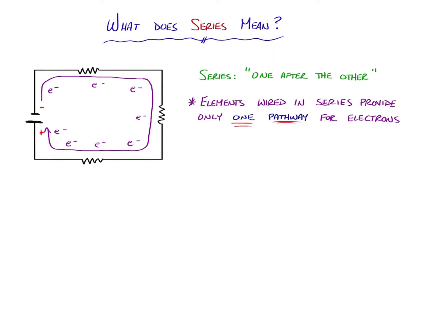So in a circuit, it means the exact same thing. Elements are wired one right after the other. So you have to pass through the first to get to the second, pass through the first and second to get to the third. There's only one pathway for electrons. That's what a series circuit means. You must go through each individual element in order. You have no other options. So if you're an electron, like we said, you have to go through, in this case, resistors 1, 2, and 3.